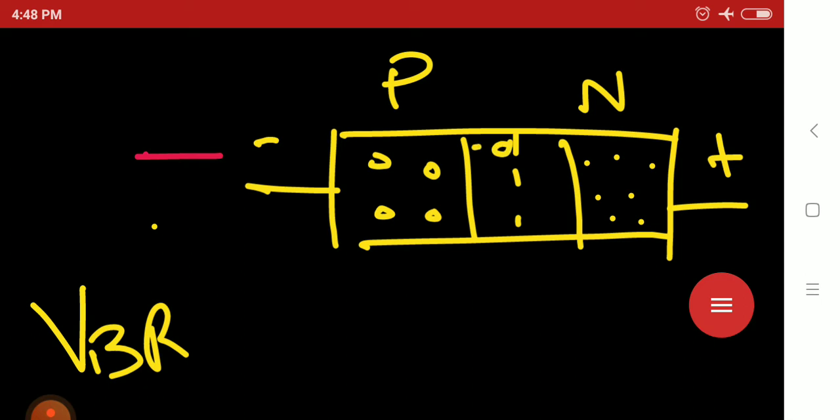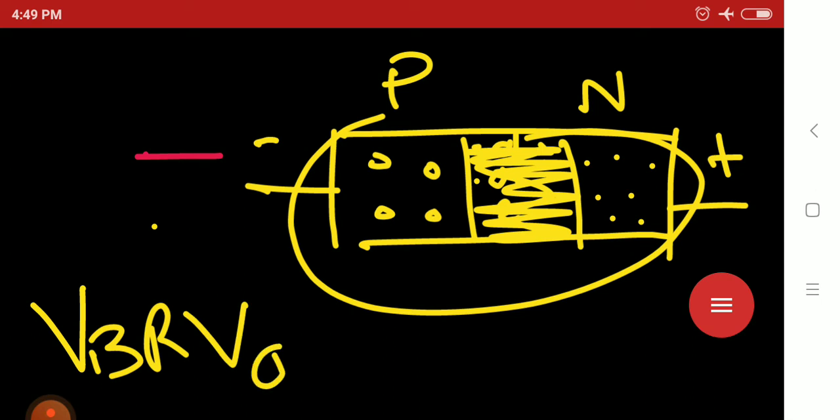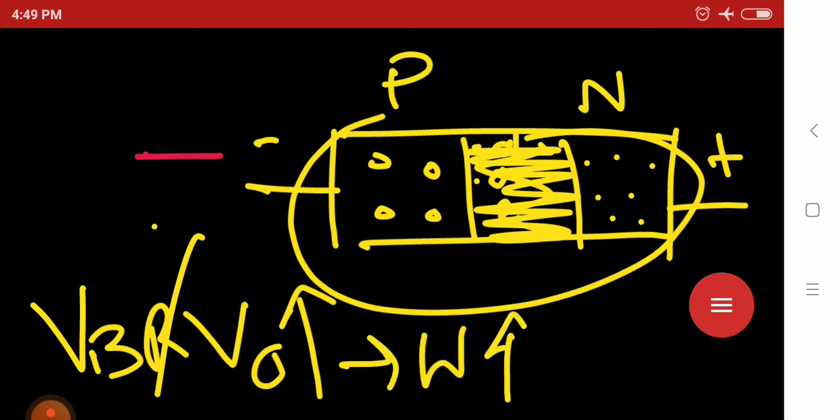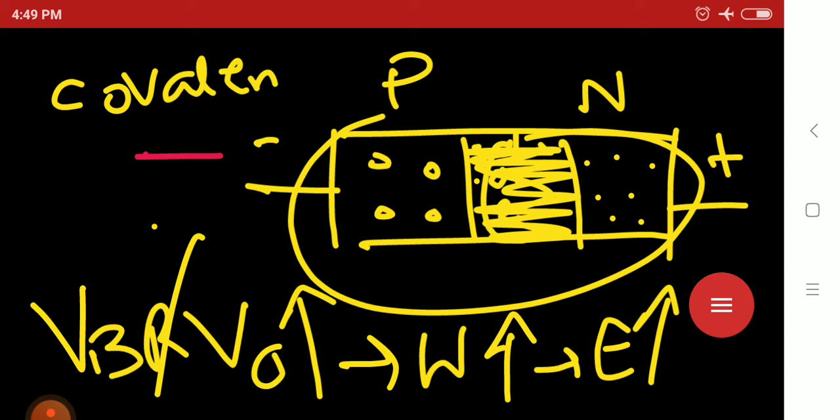Electrons, holes, electrons, holes: a large amount of recapture will take place. This is the depletion region. Inside the depletion region we get a sharp current, and if we increase V0, that means the biasing, the width of the region will increase and the electric field will increase, and that is why the covalent bonds will break. That is too deep a concept.